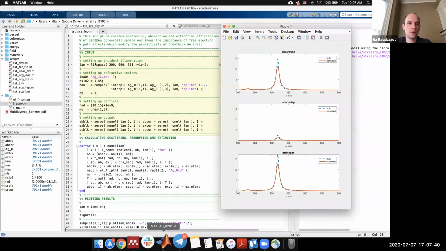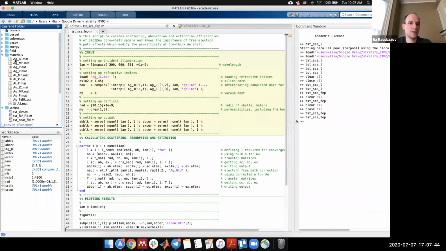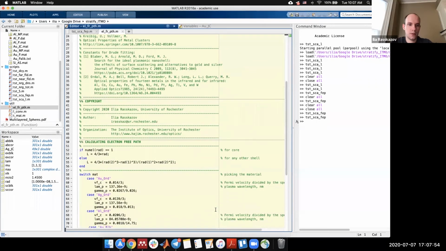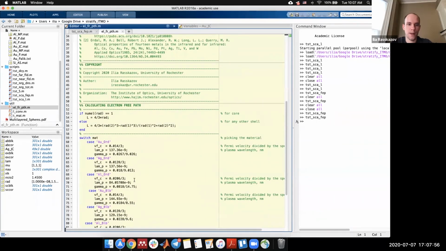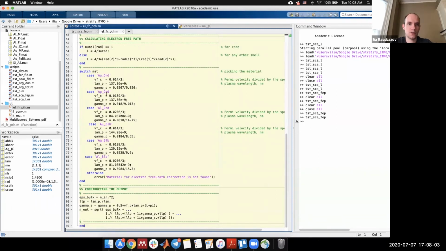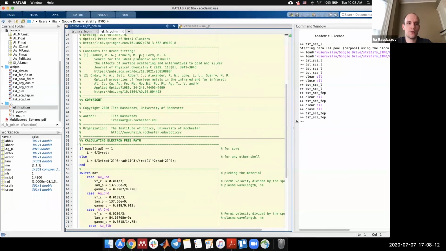So in this code, I have tabulated silver and gold. And I believe, let me double check, likely aluminum too. Yeah, I have tabulated these values: gold, silver, aluminum. And I grabbed the Drude model from two different papers, Blaber and Ordal.